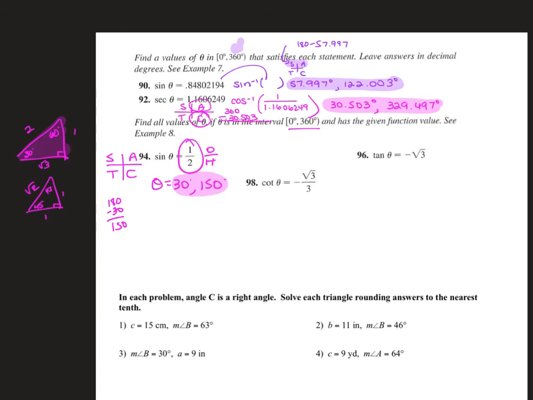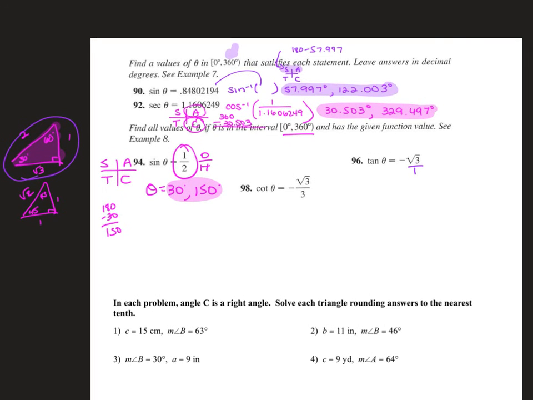Now look at 96. It says negative root 3, so I'm going to ignore the sign first and just deal with the tangent of root 3. So the triangle that has root 3 is again the 30, 60, 90. Tangent would be opposite over adjacent. So in which of these angles is the root 3 opposite? And that's 60 degrees. Adjacent is 1, so that matches up. So I would say that tangent is originally 60 degrees.